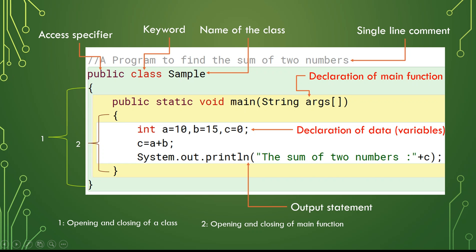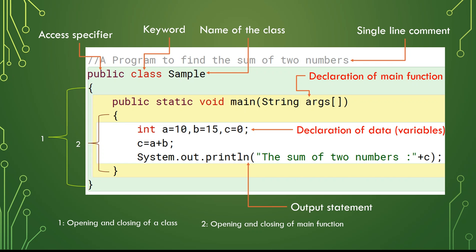Inside that you can see public static void main String args. So this is the declaration of the main function. Here I am just explaining what these words are. First one is public. It is an access specifier which indicates this main function is accessible by any other method. Okay, it is accessible from outside also.